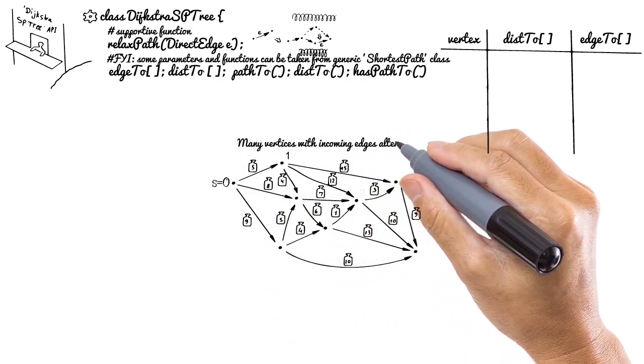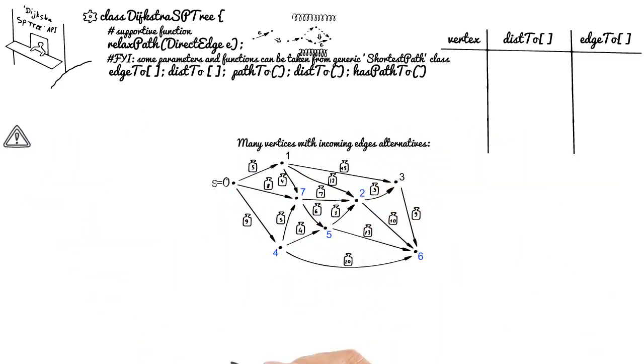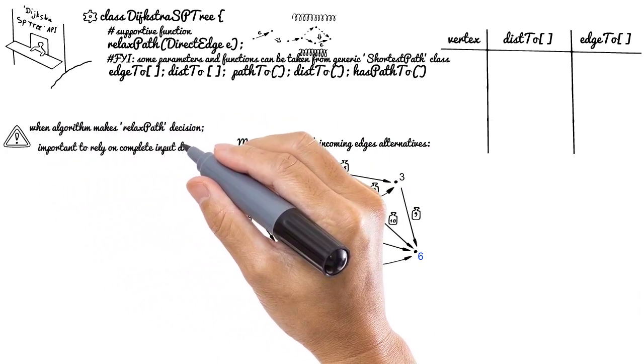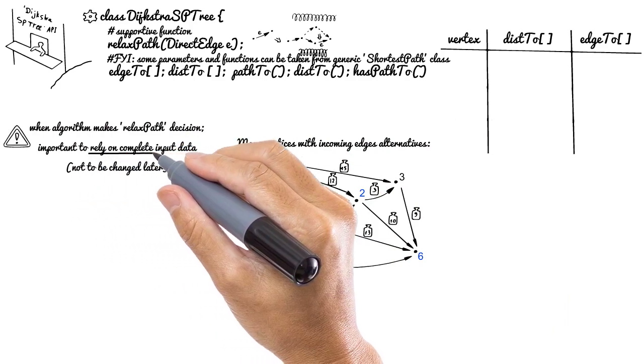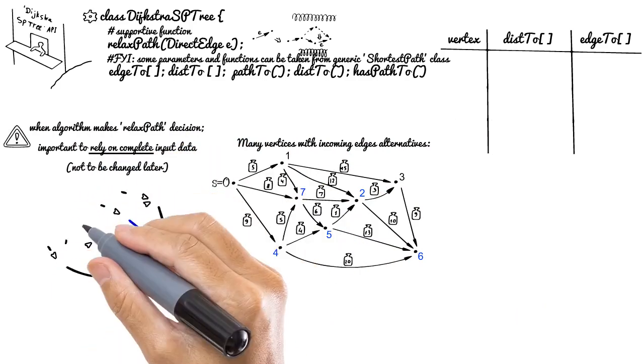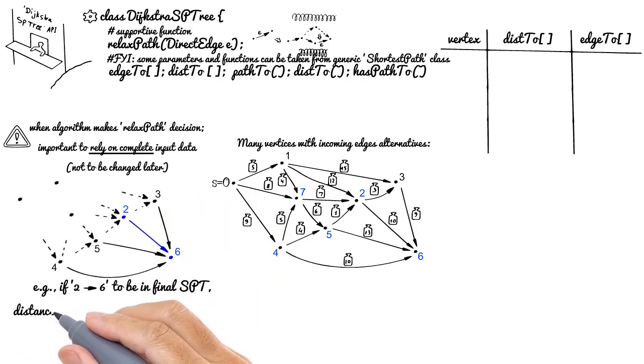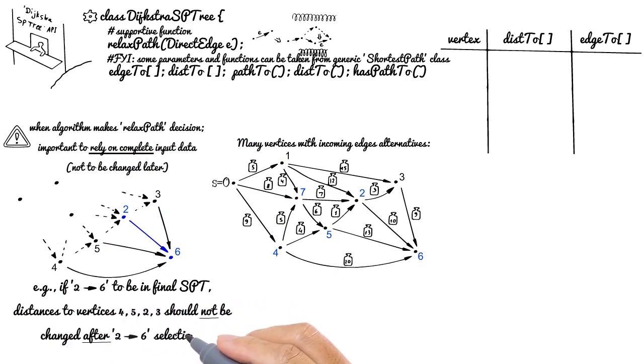In practice, there might be a lot of such vertices in the graph. When algorithm makes a decision, it's important to rely on complete input data on certain steps, so this data should not be changed later. For example, if algorithm finally selected edge from 2 to 6 to be in SPT, distances to vertices 4, 5, 2, and 3, all connected to vertex 6, should not be changed after edge 2 to 6 selection, because it potentially can bring a situation that edge 2 to 6 towards vertex 6 might need to be replaced by another one, bringing shorter distance to vertex 6.